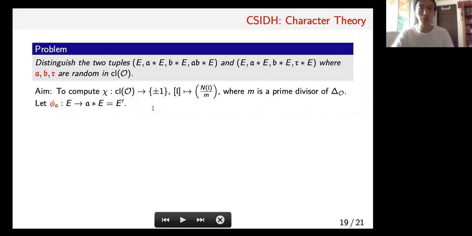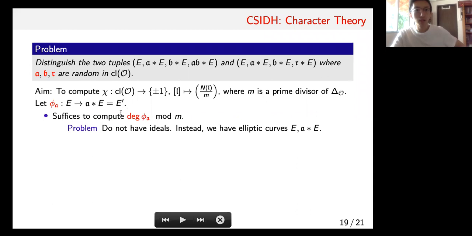Okay, so this is our aim. We want to evaluate the ideal at chi. But the first observation is it suffices to compute the degree of phi A, because this is the norm of the ideal, which, using the equivalence of categories, is the degree of phi A. So we don't need to know what the degree is. We just need to know the degree mod M.